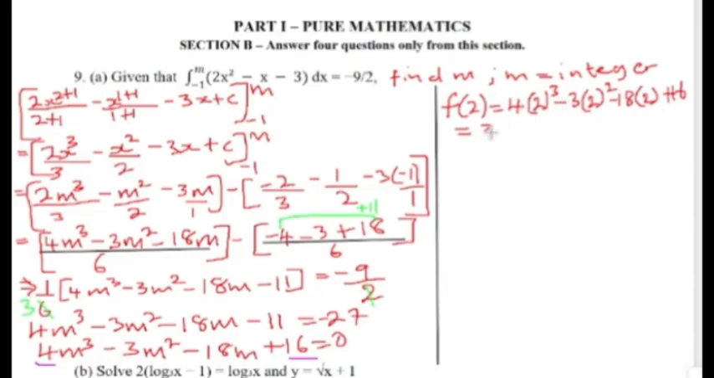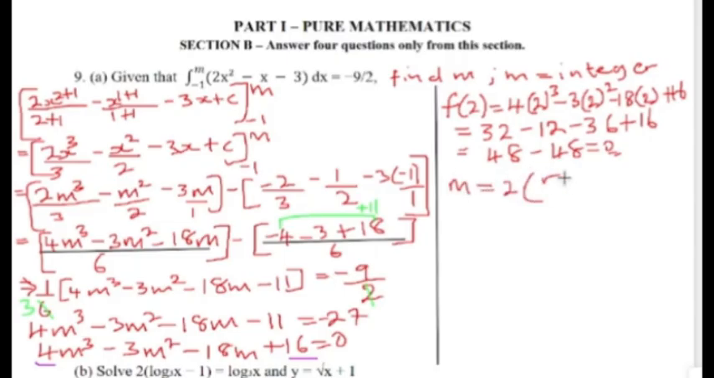4 times 8 gives me 32. 2 squared is 4, times 3 is minus 12. Minus 18 times 2 gives me minus 36. And of course, plus 16. So 32 plus 16 gives me 48, and 12 plus 36 is 48. 48 minus 48 is 0. So it means that m equals 2 is the required integer solution.